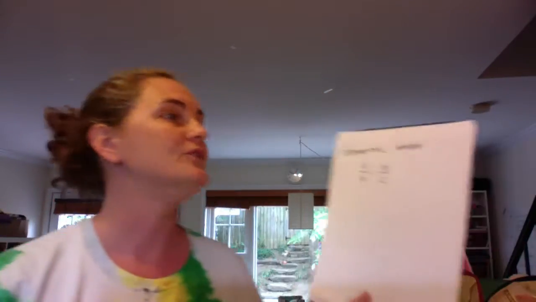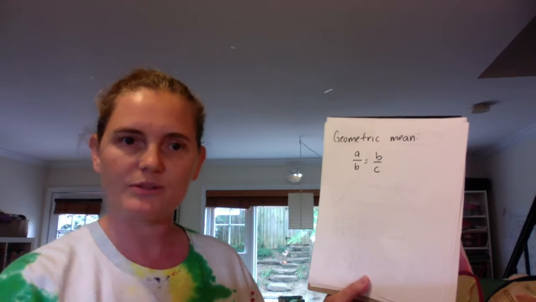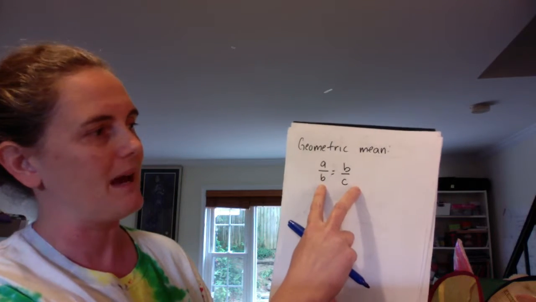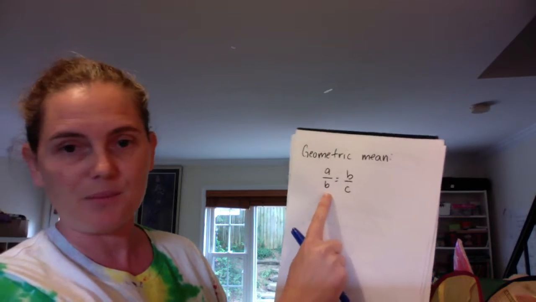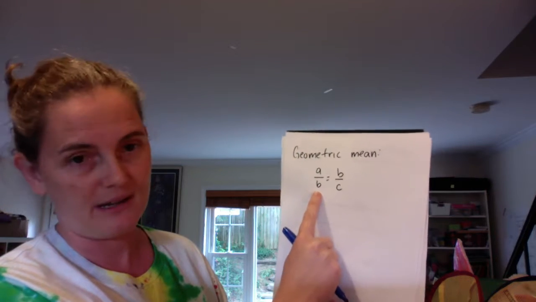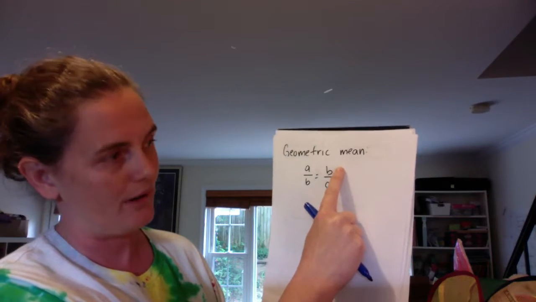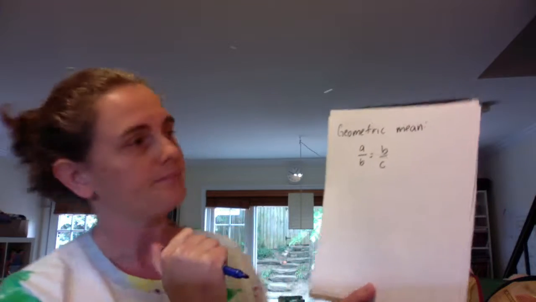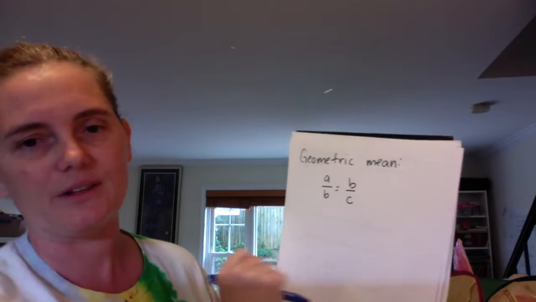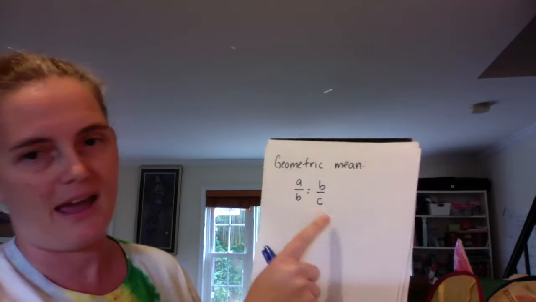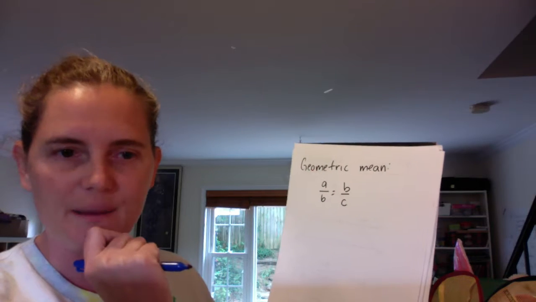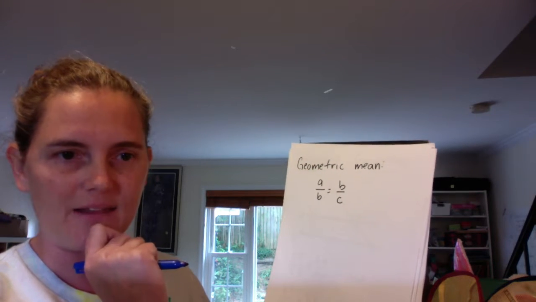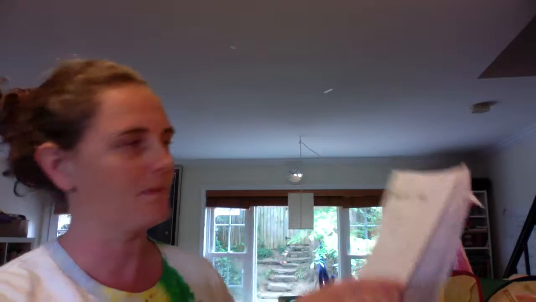Now, geometric mean is a really cool sort of proportion. Because as you see, this number b repeats in both the denominator and the numerator of a different fraction. So b would be called the geometric mean of a and c. So it's cool. It's this number that relates a and c together in this specific way.